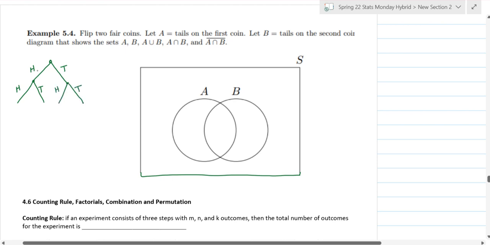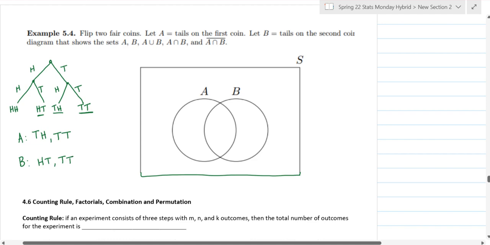So that gives us our possible outcomes. Heads, then heads. Heads, then tails. Tails, then heads. Tails, then tails. All right, well, A is tails on the first coin, so here and here: tails, heads, or tails, tails. B, tails on the second coin. That's here, heads, tails, or here, tails, tails.